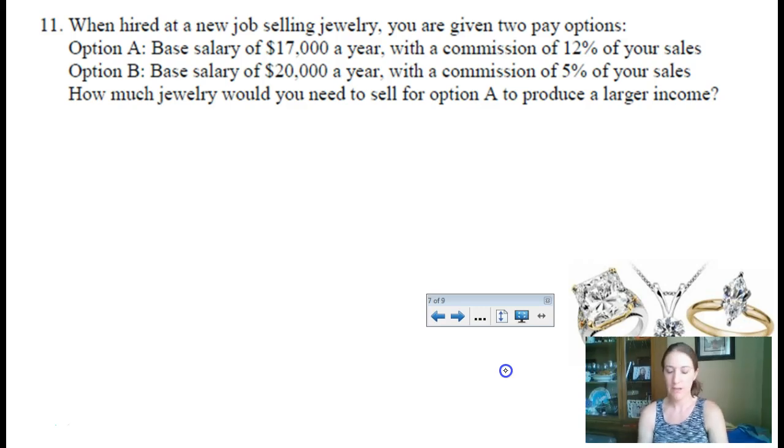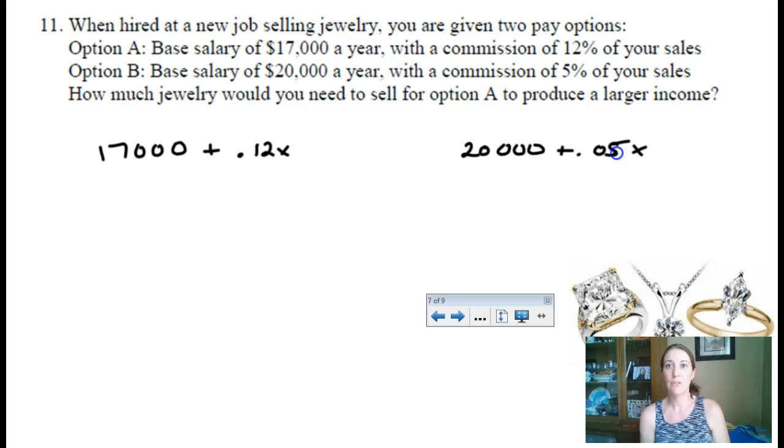Man, this is very thought-provoking, right? So the first salary is 17,000 flat pay, plus 12% of your sales. And the other salary is 20,000 plus 5%, careful on the decimal, of those same sales. The question is, when will one overtake the other? Well, if we just equate them, I think we'll be able to figure that out pretty easily. I don't really care how you solve this. I'm going to subtract 17,000, and at the same time I can also subtract the 0.05x.